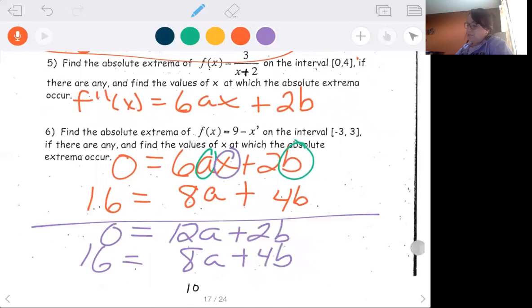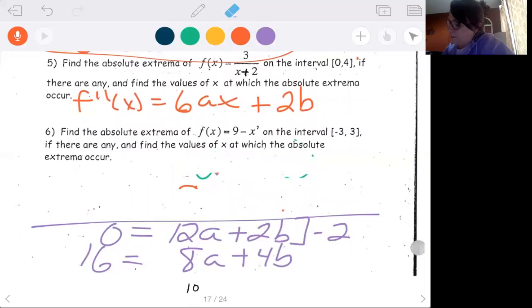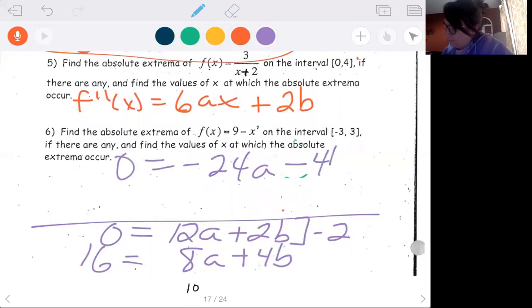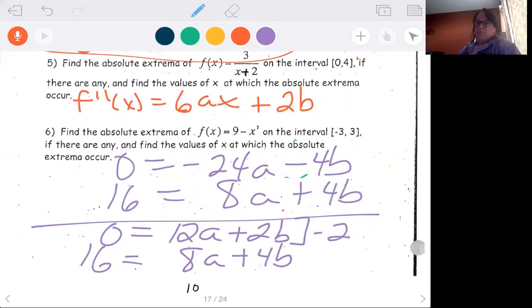I'd probably multiply the top through by -2. I'm going to erase this. And we'll have 0 equals -24a minus 4b, and 16 equals 8a plus 4b. And I'll let you continue solving for a and b.